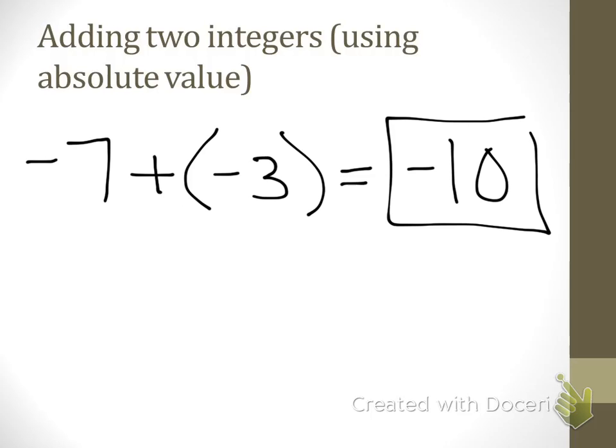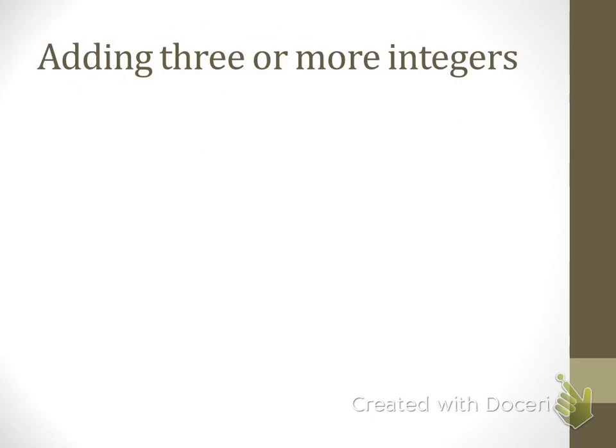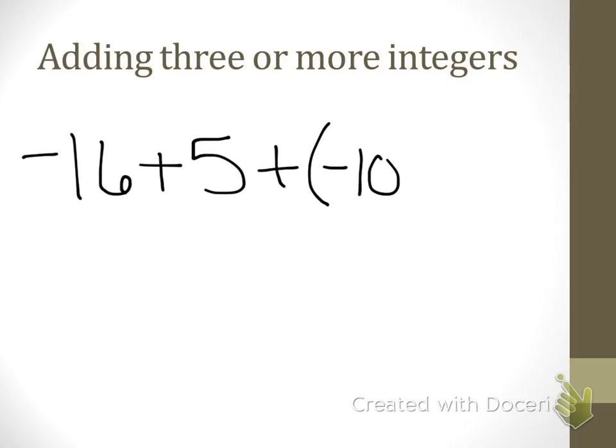Okay. All right, and then the last thing we learned was dealing with 3 or more integers. We can use an example like negative 16 plus 5 plus negative 10 plus 3. Now there's a couple different ways that you can solve this. No one way is the say-all. No matter how you do this, it's up to you. It just depends on what you're comfortable with.